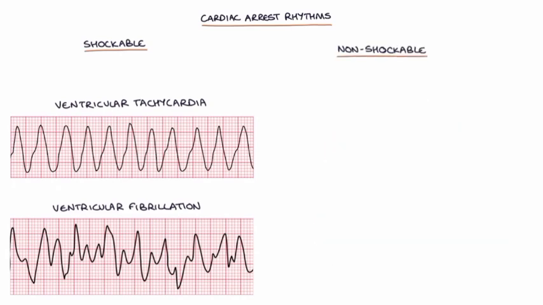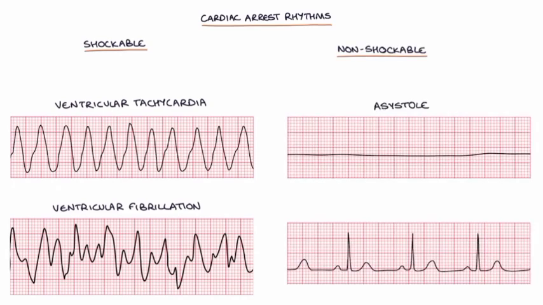The 2 non-shockable rhythms are asystole, which is where there's no significant electrical activity, or pulseless electrical activity, which is all electrical activity except ventricular fibrillation or ventricular tachycardia. And this includes if the patient has sinus rhythm but no pulse.